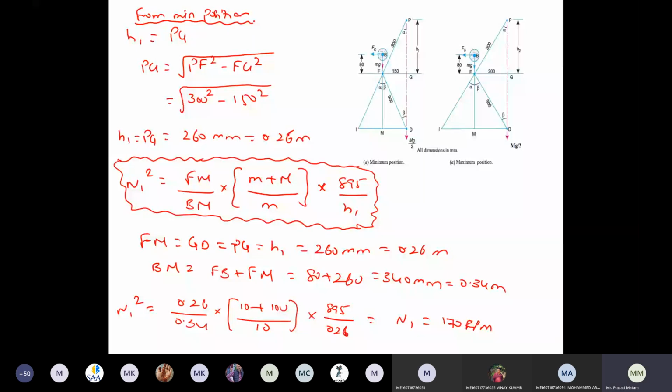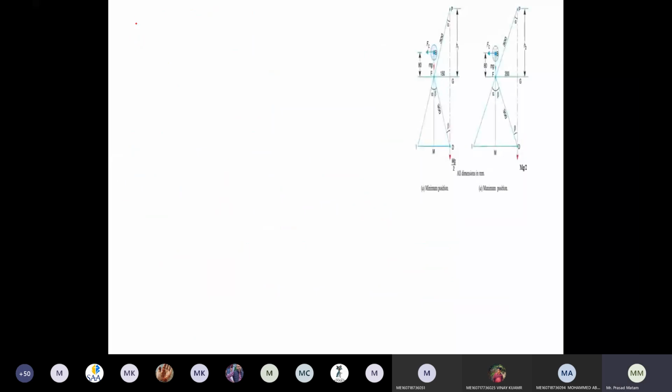Okay. Now let us solve from the maximum position diagram. Same again, try to find out the H2 also. From maximum position, try to find out the H2 value. What is H2 here?